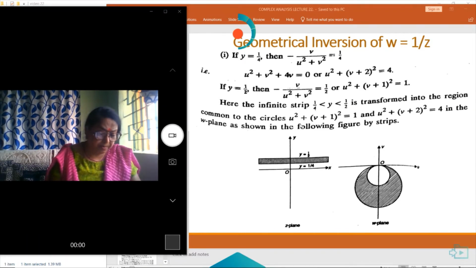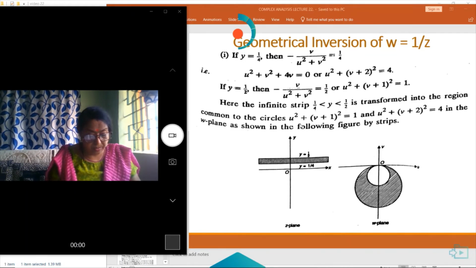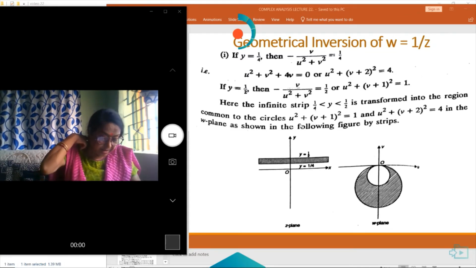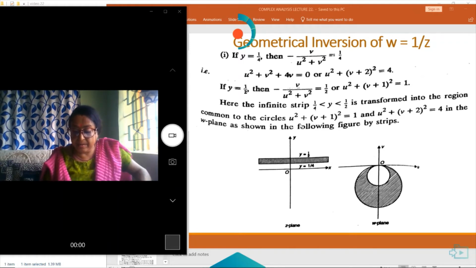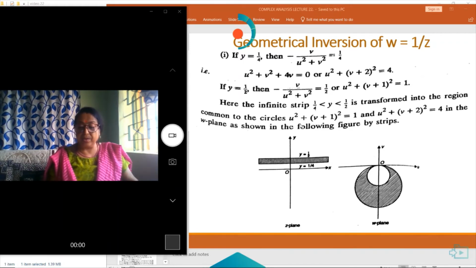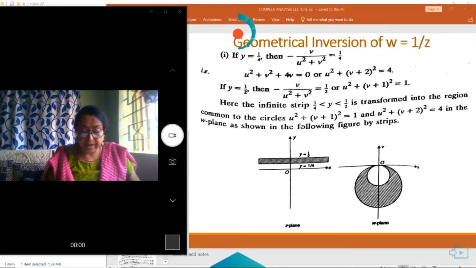u square plus (v plus 2) the whole square is equal to 4, which represents a circle passing through 0 and minus 2. Similarly, y equal to half is converted into u square plus (v plus 1) the whole square is equal to 1, which is again a circle. So the strip between y equal to 1 by 4 and y equal to half can be shown in figure on the W plane.